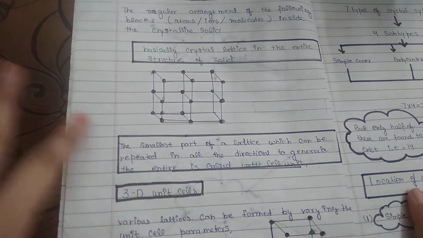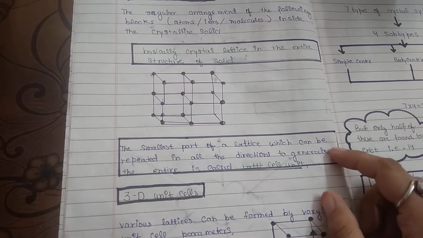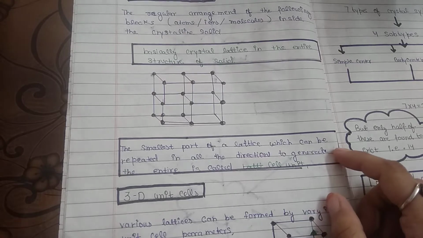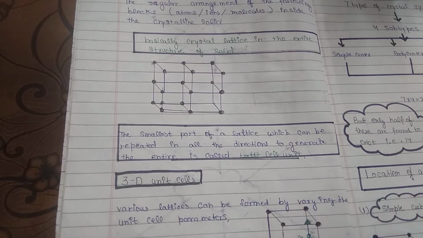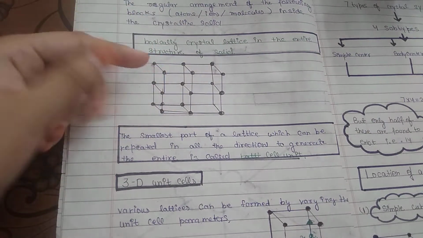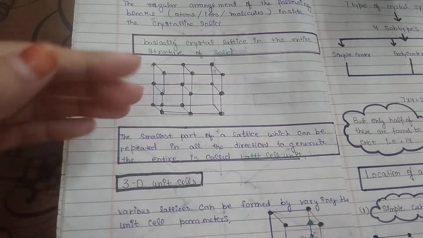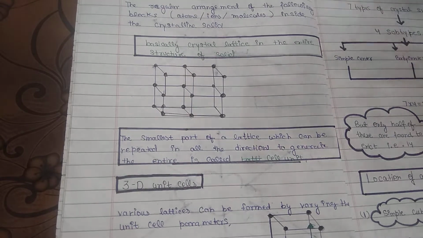There is another definition: the smallest part of the lattice which can be repeated in all the directions to generate the entire lattice is called the unit cell. So you know what the unit cell is: the smallest part of a lattice which can be repeated in all directions, meaning upper, lower, back, front, to generate the entire lattice. Now we will study the 3D unit cell.